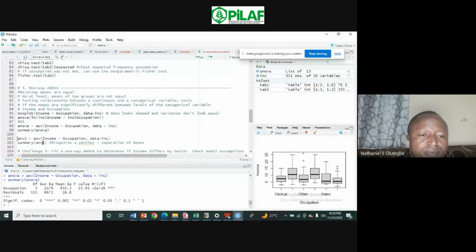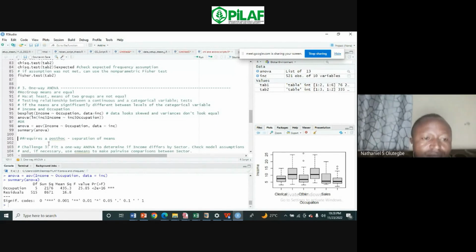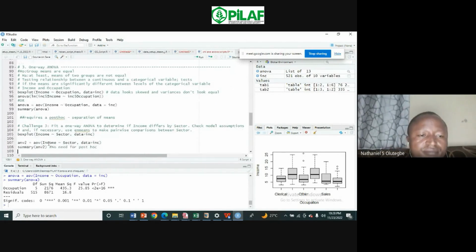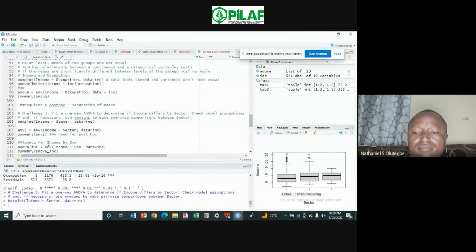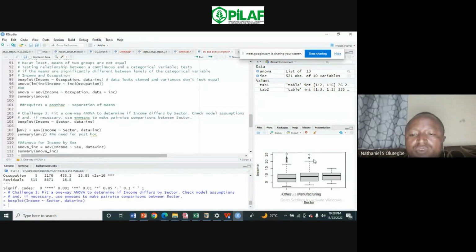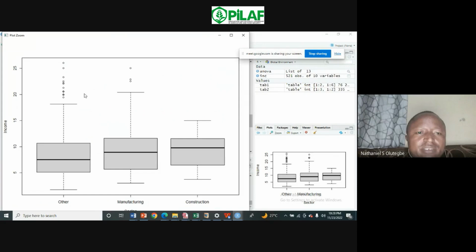Income and occupation, I don't need this, another repetition, so it's not required. You can also do box plots for income and sector. You can see that we have outliers here. If you are doing this kind of analysis, you know how to treat outlier cases in R. You possibly need to process data like this further, especially the income.